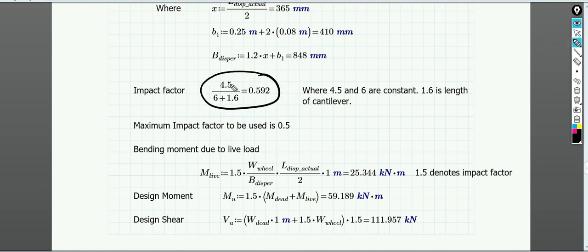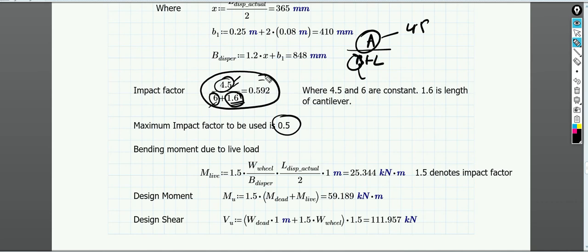The impact factor you can calculate by this formula. Here 4.5 and 6 are constants and 1.6 is the length of the cantilever. These can be represented as A by B plus L, where A and B are constants with a value of 4.5, and L is the length of the cantilever. The impact factor we have calculated is around 0.592, but the maximum impact factor taken is 0.5. So we'll take 0.5.